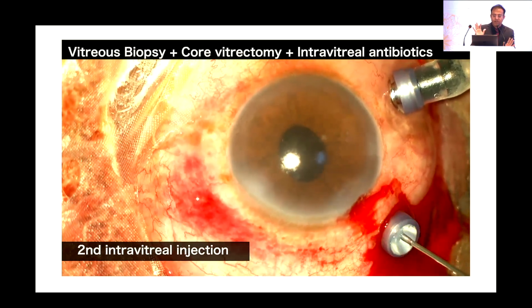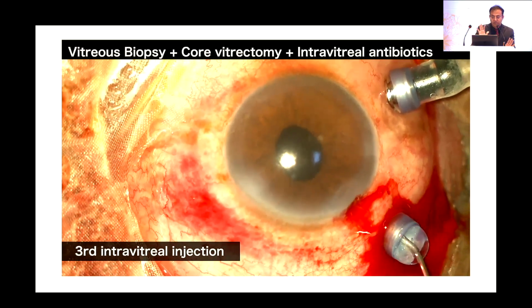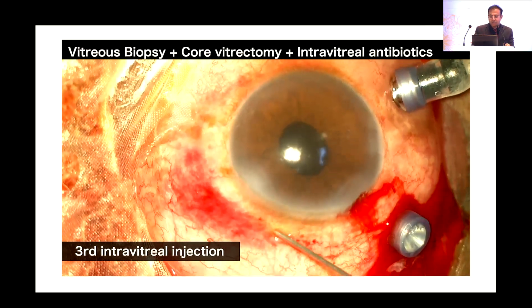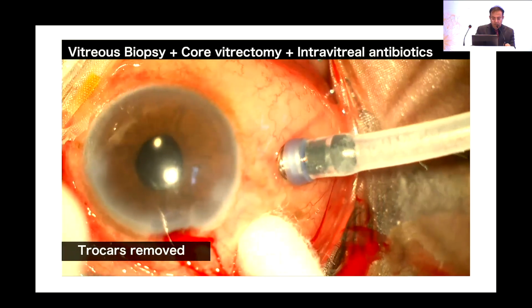Now, since it's a valve cannula, the injection will not come out. I usually give 3 injections. We can talk about it in some other forum. But yes, once these are given, you can remove the trocars.